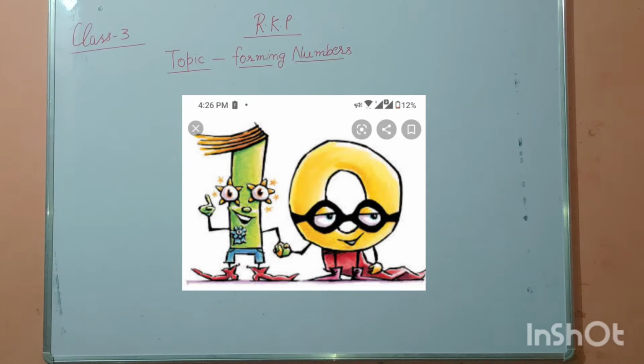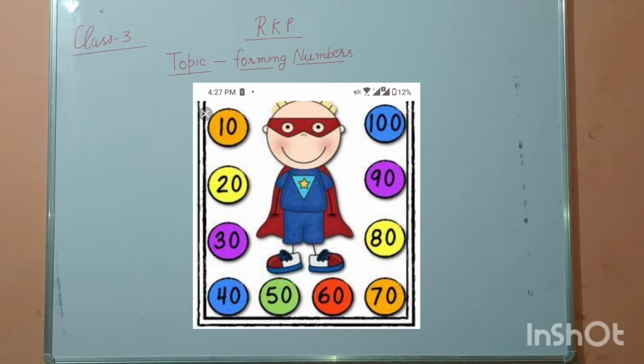Now one day 0 becomes the friend of 1 and it becomes 10. It changes the value of 1. Now in this way, when 0 comes behind the number, it becomes 10, 20, 30, 40, 50, 60, 70, 80, 90. Means it changes the value of 1 to 9. So we can say 0 becomes hero.